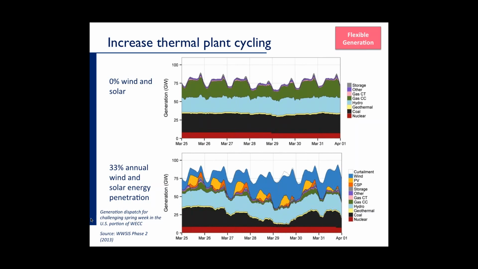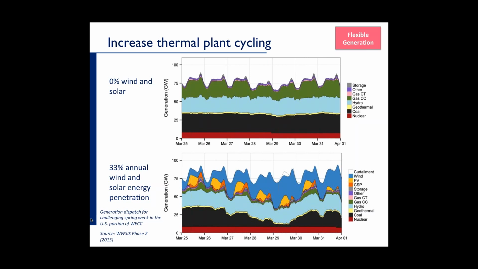In the bottom graph, we have a substantial amount of both wind and solar energy. 33% annually of all energy is coming from wind and solar. And if I can, again, draw your attention to the black trace, the coal units are now moving around a lot more. You can see at the beginning of the week, they're generating somewhere around maybe 30 gigawatts, minus the nuclear, which is in red. And then you can see around March 29th, March 30th, they're not generating very much at all.